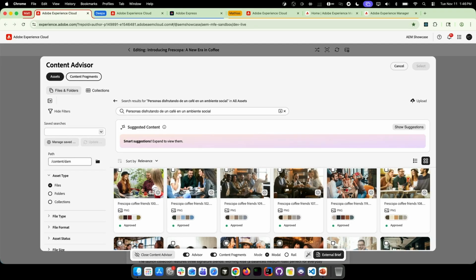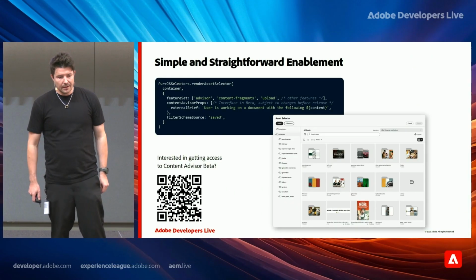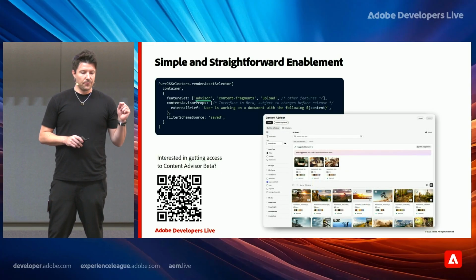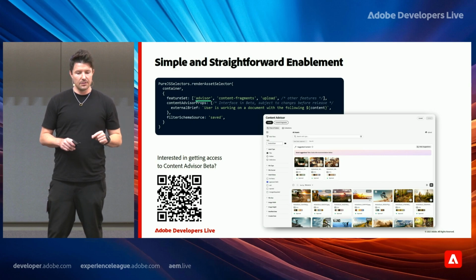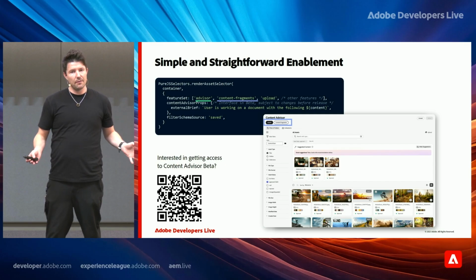Switching back over to the slide deck, I want to show just how easy it is to enable these Content Advisor features, whether you're coming in fresh to the asset selector or haven't installed it yet. Inside of Asset Selector, we've added some new properties. So there's a feature set where if you pass Advisor, that instantly enables the recommendation section. If you pass in content fragments, you have an additional tab where you have a unified surface that shows assets and content fragments.